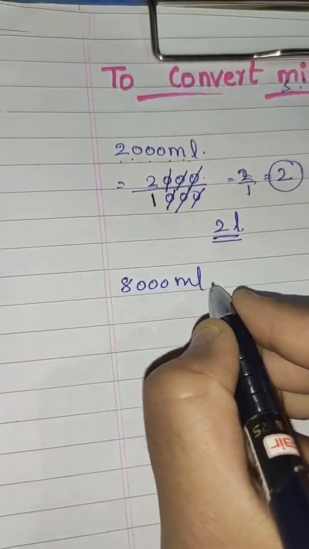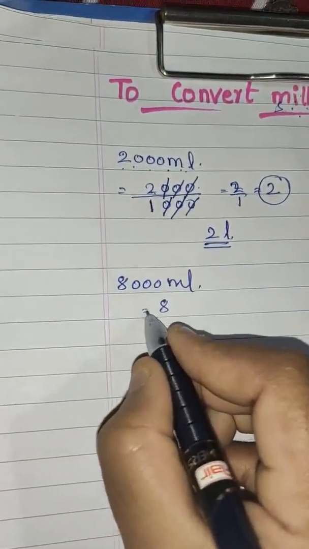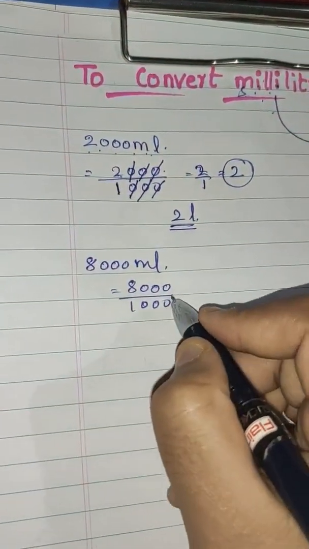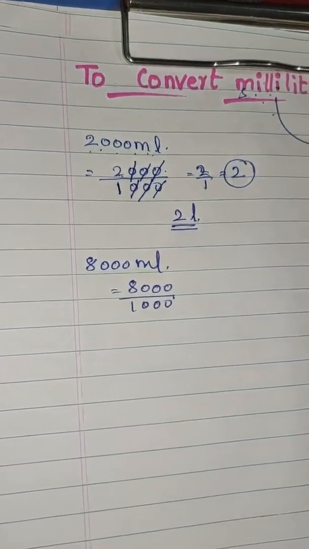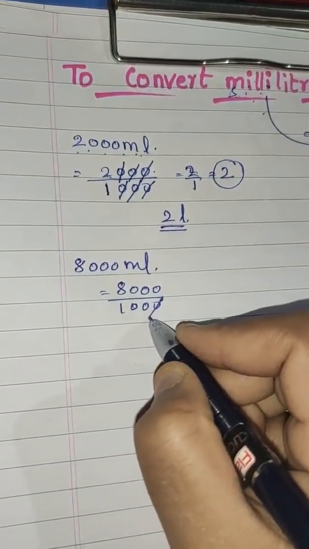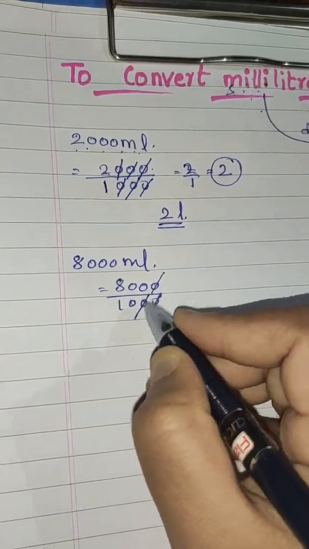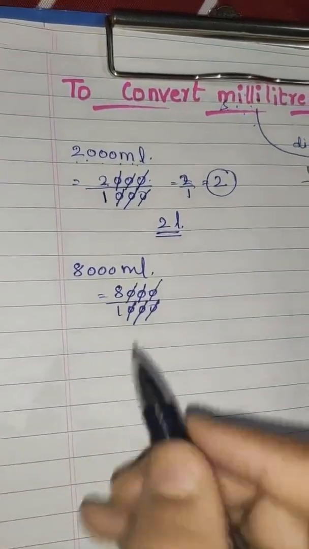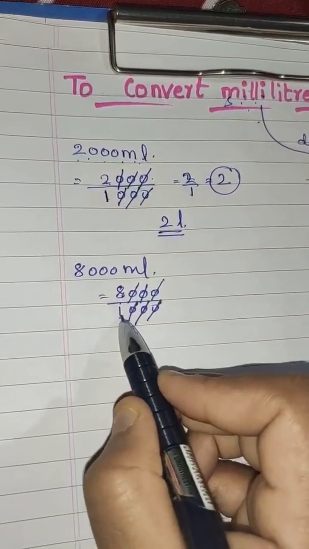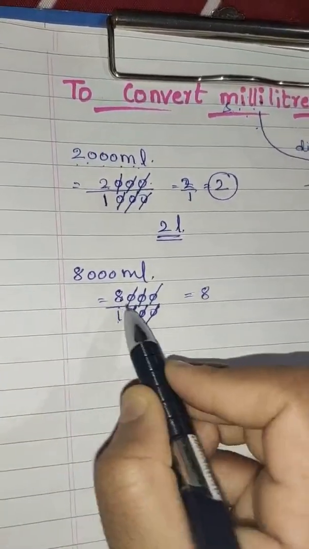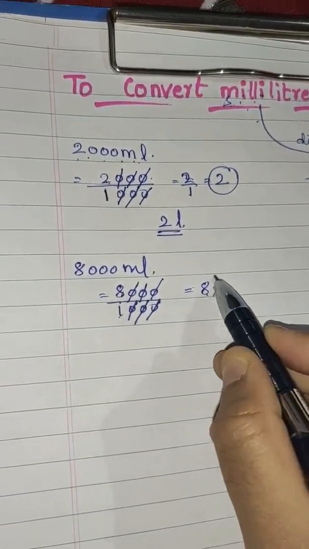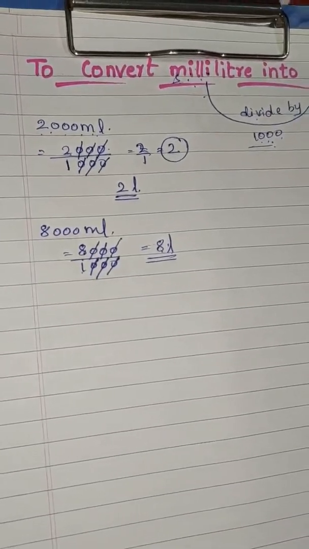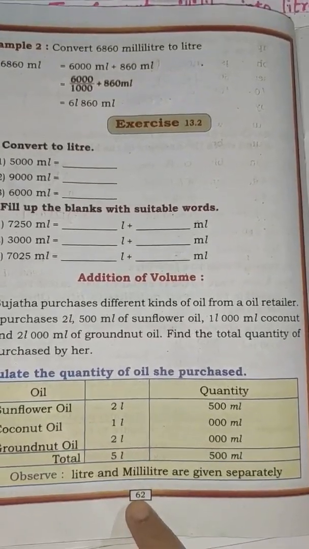So let us take one more example. 8000 milliliter. Now let's convert it. 8000 divided by 1000. So we'll cut one 0 from the denominator and one from the numerator, and again one from each, and again one from each. What is the answer here? 8 by 1 is nothing but 8. So 8 liter. Understood, children?